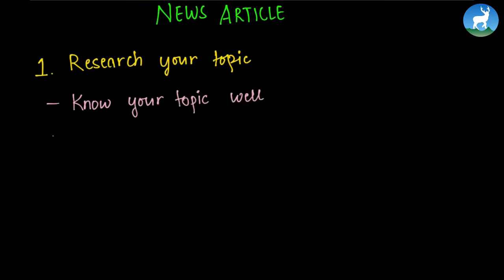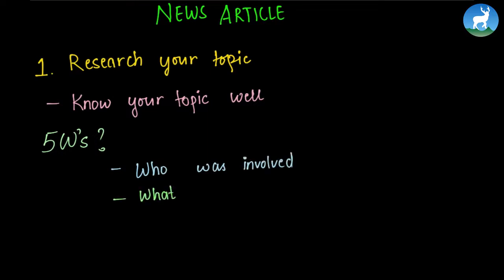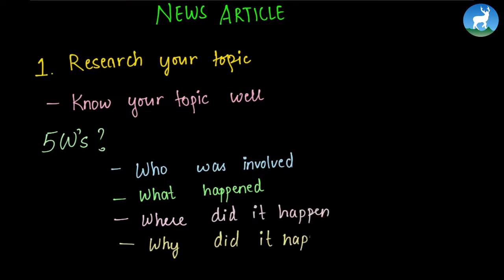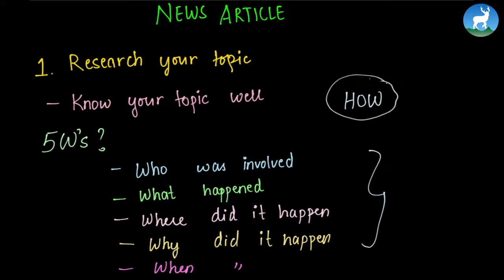And for this, you need to start asking yourself the 5 W's. So what are the 5 W's? The first one is who was involved. Second is what happened. Next, we need to know where did the incident happen. The next W is why. So you need to know why did it happen. And finally, when. And after you collect the answers for all these, you also need to know how. So this is another question that you need to ask while researching about the topic.